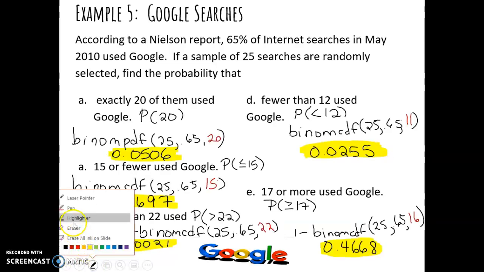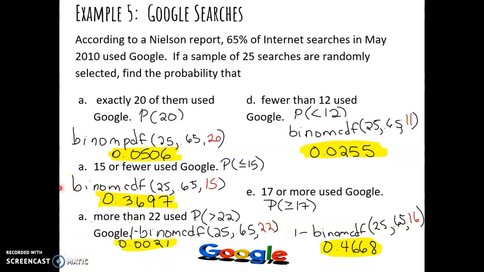Okay, so for each of these, let's look at the first one. Probability of exactly 20 would be a binomial PDF. Trials is 25, probability is 0.65, and 20 would be your X. We get 0.0506. For 15 or fewer, that includes 15, we want the probability of 0 plus 1 plus 2 plus 3 all the way up to 15. So we would use the CDF function 25, 0.65, 15 because we want it to stop adding at probability of 15.